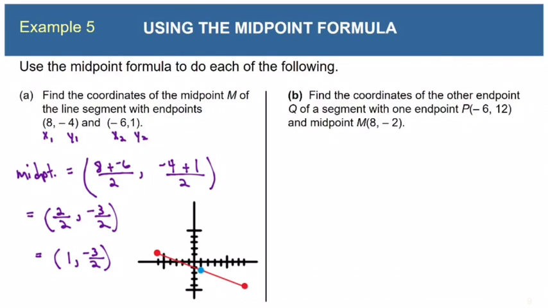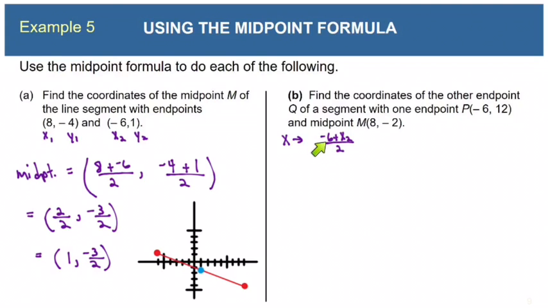Okay, now we have part B of this example, and it says find the coordinates of the other endpoint of a segment with one endpoint at negative 6, 12 and the midpoint at 8, negative 2. Now this is a little different from before. Last time we were given two endpoints and we were asked to find the middle. This time we're given one endpoint and a middle, and we're asked to find the other endpoint. So we can do this in two pieces. First we'll find the x, then we'll find the y.